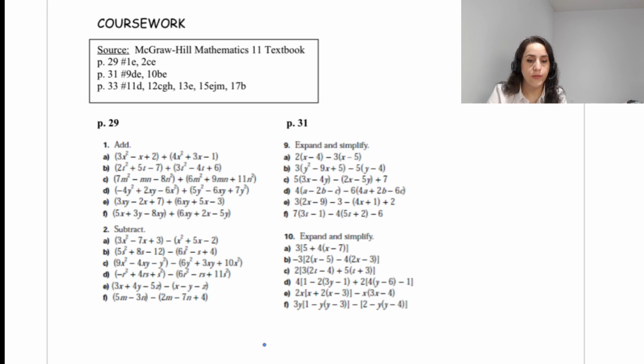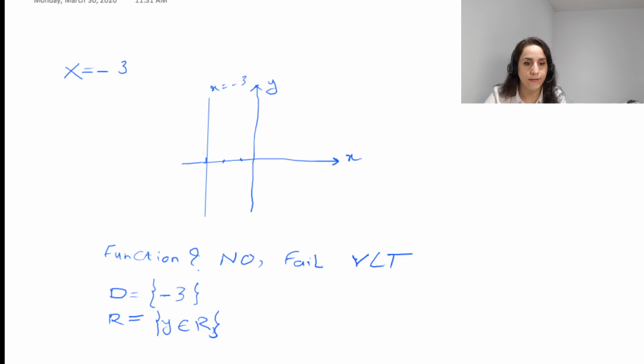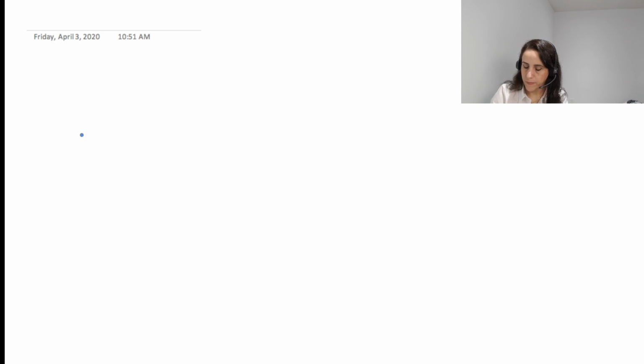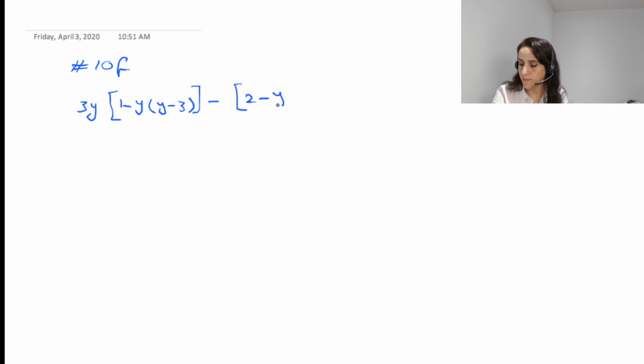Okay, let's do this question on another page as a practice. It is question 10, part F. The question asks 3y, open big bracket, 1 minus y, minus 3. Let's see if we can simplify this question. One minute for you, and then I'm going to do the question.